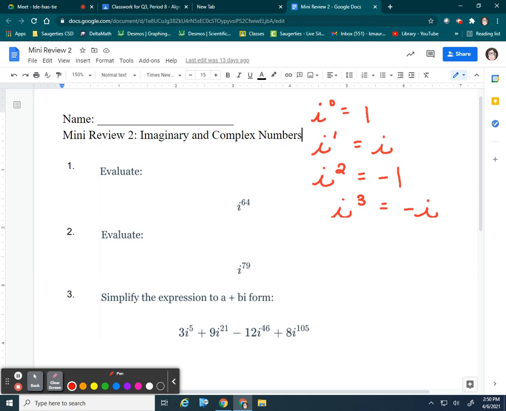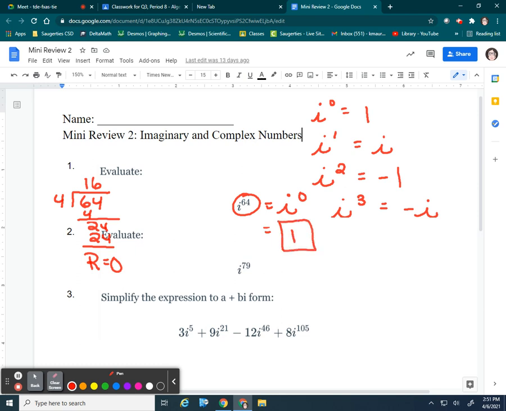Question 1 says evaluate i to the 64th power. Now we could work down that list and figure out what i to the 64 is, but what we did during class is we took 64, divided it by 4, long division, and our remainder becomes the new exponent. So this is equal to i to the 0, and i to the 0 is 1.